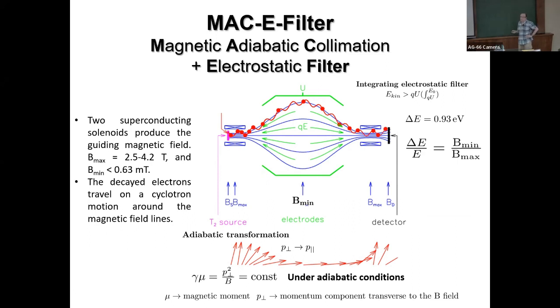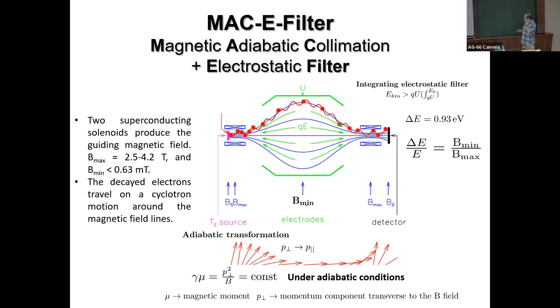And also you have electrodes that create an electrostatic field that is going to be the barrier for selecting these neutrinos. Only electrons that have energy higher than the value of this energy are going to go through the barrier. So basically, the electrostatic filter integrates all the neutrinos above this energy.